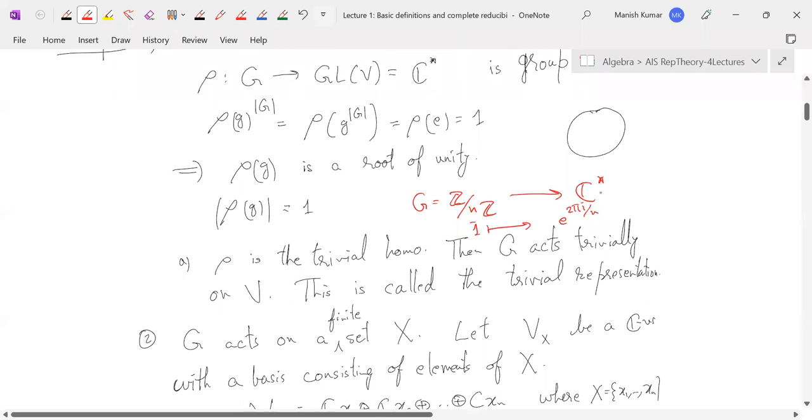So complex representations, real representations and so on. Mostly complex representations. Okay. Other representations are called modular representations, when the characteristic of the base field divides the order of the group. Those are called modular representations, and very little is known about them.